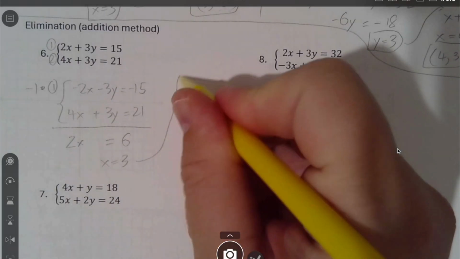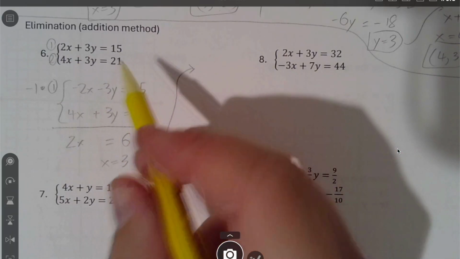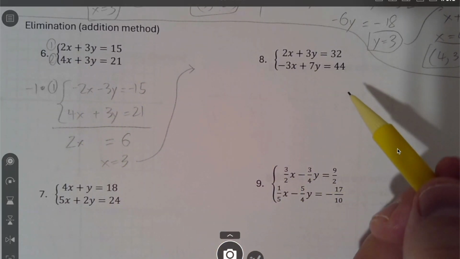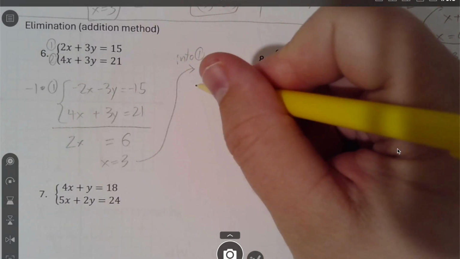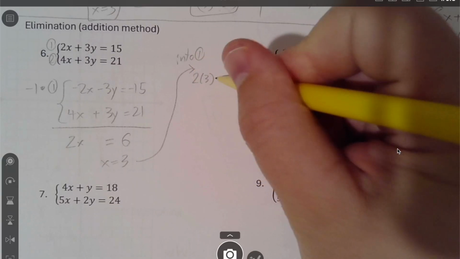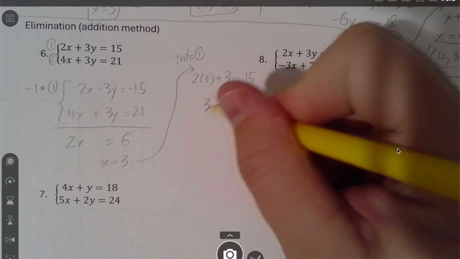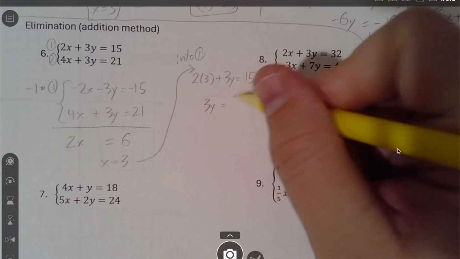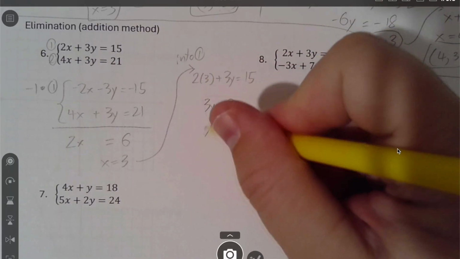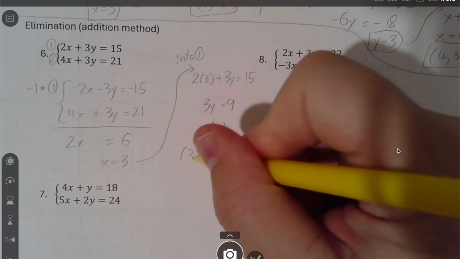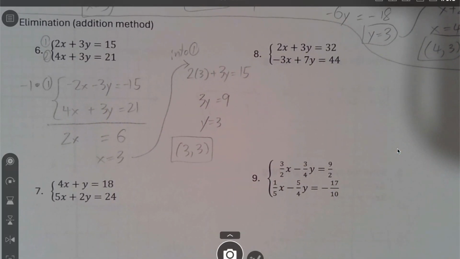I won't put a box around it this time, though, because it's not a final answer until I find the x and the y coordinate of that point where they cross. We'll plug this into maybe equation 1. So that's going to be 2 times 3 plus 3 times y is 15. If I work that out, 3y equals 9, because I'll get 6 here and subtract it over. And so then finally I get y equals 3, and there was the 3, 3 I was thinking about above. And that's my answer for number 6.